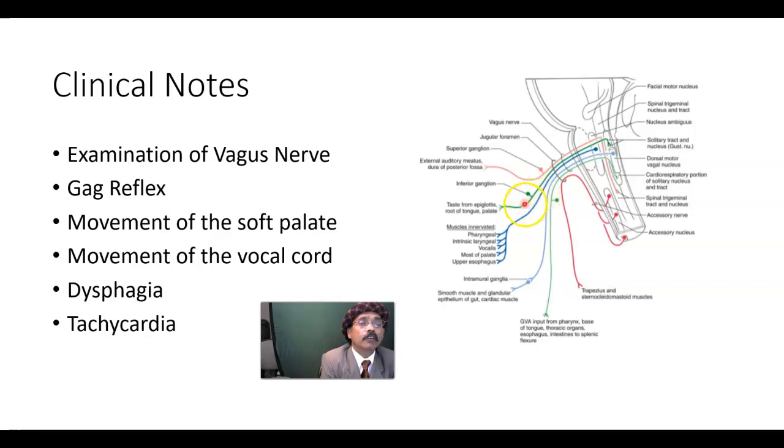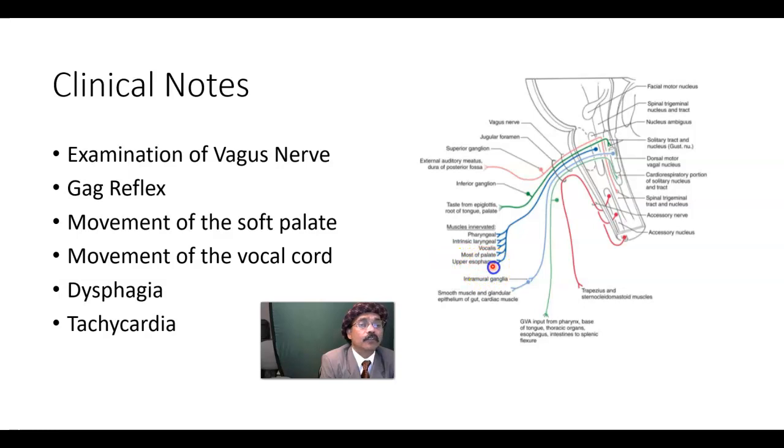The inferior ganglion is associated with taste sensation of the epiglottis, root of the tongue, and palate. We are also getting muscles innervated by the vagus nerve, like the pharyngeal constrictor and the intrinsic laryngeal muscles. The vocalis is also an intrinsic laryngeal muscle. The cricothyroid muscle. Most of the palate, except the tensor veli palatini, which is innervated by the mandibular nerve.